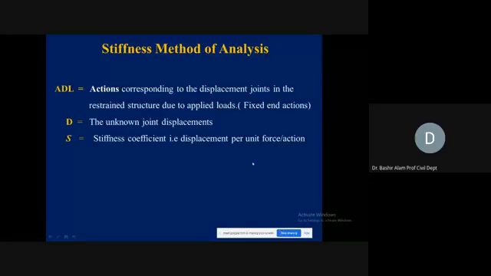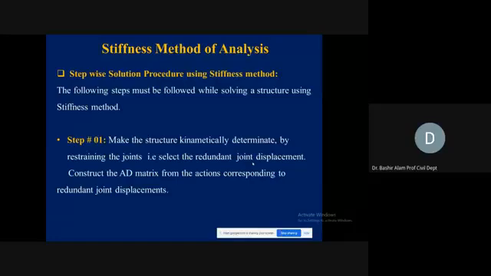But stiffness, it is the force required to produce unit displacement. Now, stepwise solution procedure using stiffness method. The following steps must be followed while solving a structure using stiffness method. First step will make the structure kinematically determinate. And how we make this kinematically determinate? We just restrain the joints. No displacement is allowed at the joint. That is, select the redundant joint displacements. Construct the AD. अब क्या करते हैं?